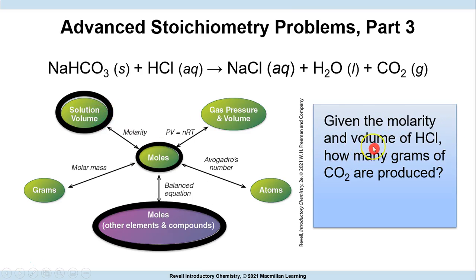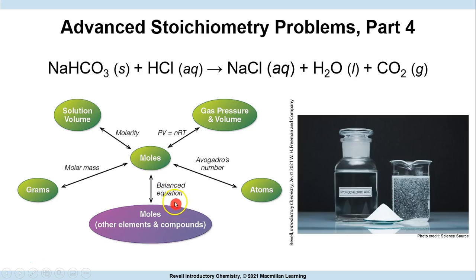Here we are given the molarity and the volume of hydrochloric acid. We have the molarity and the volume, and now we have to convert to grams of carbon dioxide. How do we do that? We are going to use the molarity and the volume to convert to moles of hydrochloric acid. And for moles of hydrochloric acid, we are now going to convert to moles of carbon dioxide using the balanced equation. And from the moles of carbon dioxide to grams of carbon dioxide, we are going to use the molar mass of carbon dioxide.